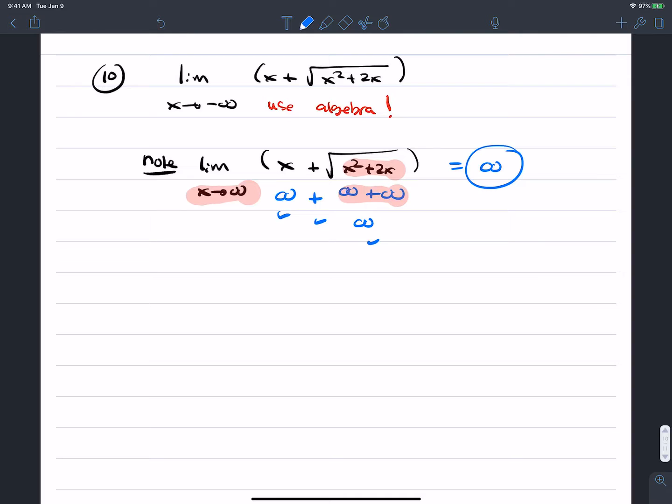So this is not the question we had, so I want to double check. So, okay, let's deal with reality. The reality is that x is going to negative infinity, and so we're going to have to use some algebra. Now, the algebra that you guys want to use here is what's called the conjugate. And it's technically the irrational conjugate. It's the irrational version because you have an irrational.